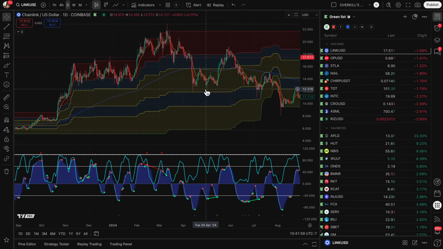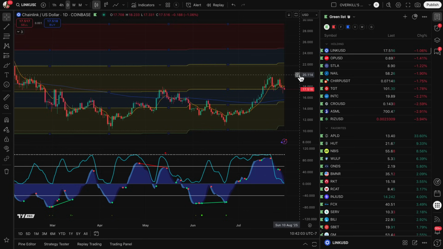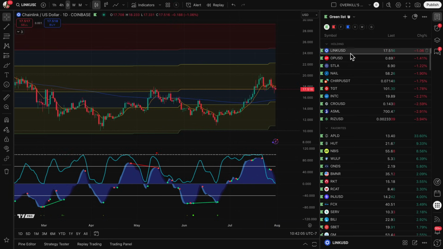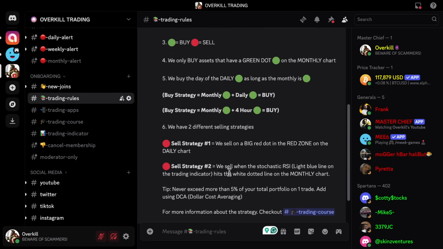It pulled back. You could have re-entered somewhere around here, exited there. So that's just a target. Right now I have Chainlink, one of my biggest positions, and I'm not thinking about selling Chainlink till it gets back up in this zone. When it gets back up in this zone, then I'm going to be looking to take some off the table. So that's sell strategy number one. And then sell strategy number two is pretty simple.